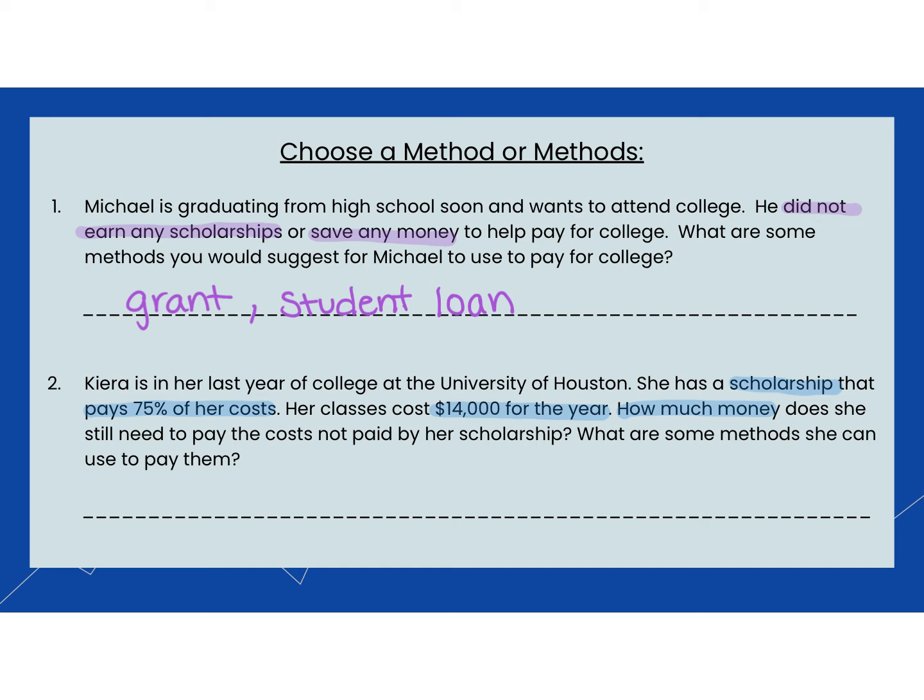First, we'll calculate how much of the $14,000 she is required to pay. If the scholarship pays 75% of her costs, then she's required to pay 25% of her costs for the year. So we can multiply 14,000, and if we turn 25% into a decimal, it would be 25 hundredths. We would move our decimal point 2 spaces to the left. When we multiply, we would figure out that she would still owe $3,500 for the year.